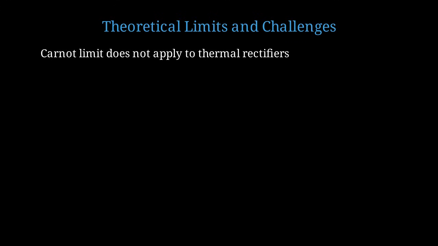What are the theoretical limits? How much rectification is actually possible? Interestingly, the Carnot efficiency limit that governs heat engines does not directly apply to thermal rectifiers because they're passive devices. The maximum achievable rectification ratio depends fundamentally on the nonlinearity of the materials and the degree of structural asymmetry. Theory predicts R max is approximately exponential of delta T divided by T average, where delta T is the temperature difference and T average is the average temperature.